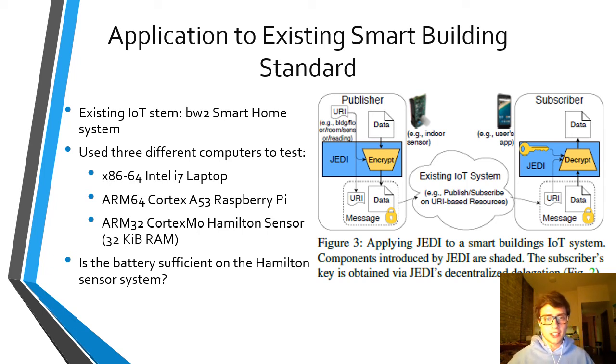They were able to apply this actually really easily because JEDI can be used on top of already existing IoT systems. But the main question they needed to answer was, is the battery level sufficient on a Hamilton sensor for it to last a couple of years? Because if it doesn't, then it doesn't really make much sense to implement it this way. All the design decisions were focused on, hey, we need to have a lightweight encryption scheme that doesn't take up a lot of battery life. That's why they had to only create a new key once an hour instead of more frequently. And so let's see how they did.